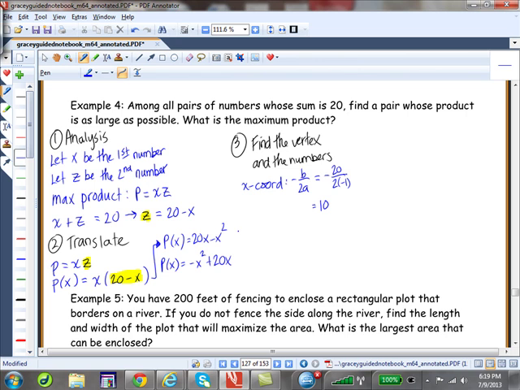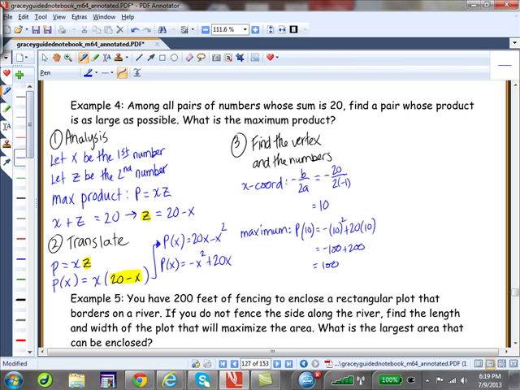Now the max product, all right, so the maximum of this product equation is going to be at the function p evaluated at 10, which is negative 10 squared plus 20 times 10, which will give me negative 100 plus 200, which is 100.